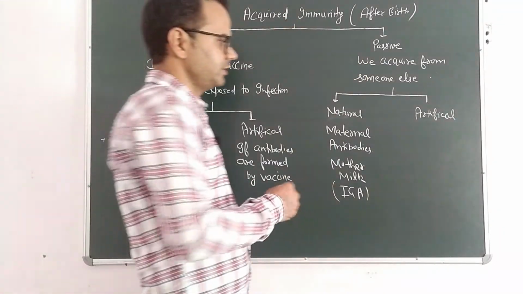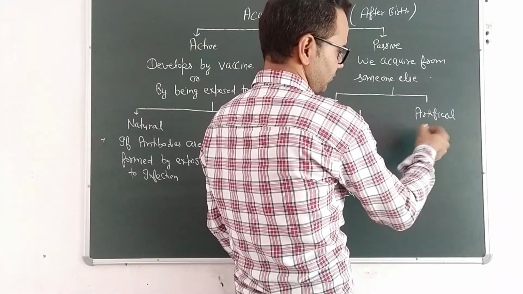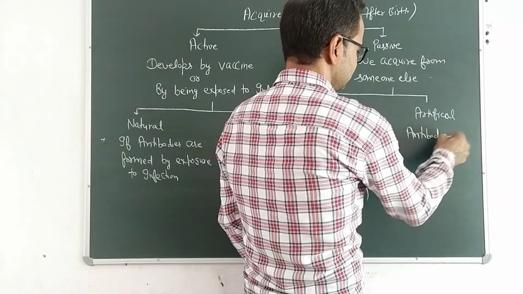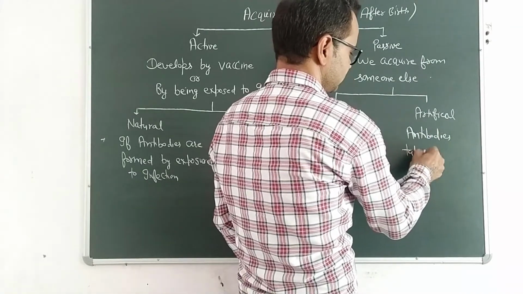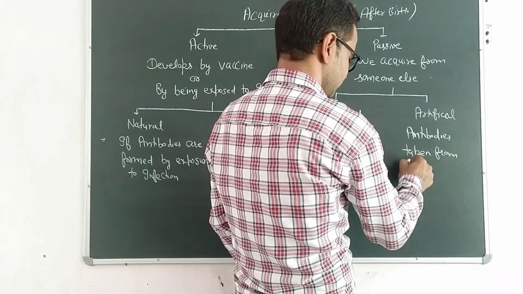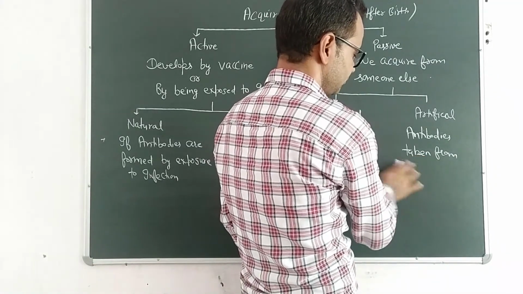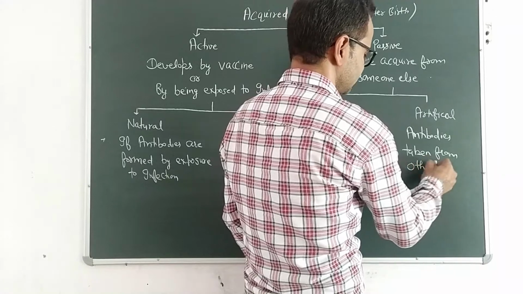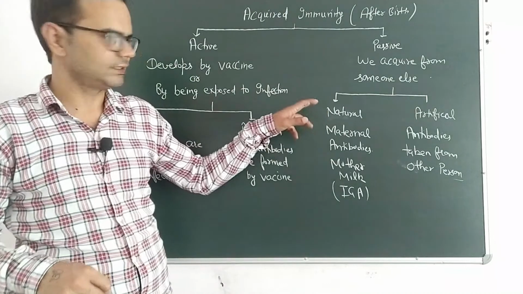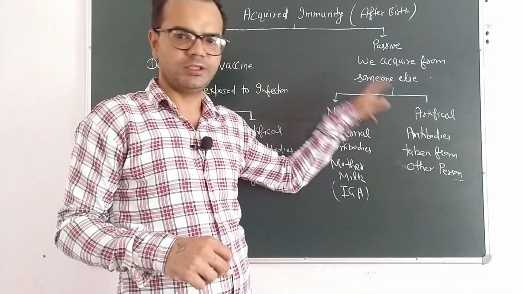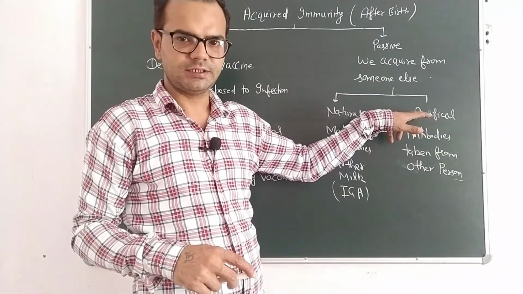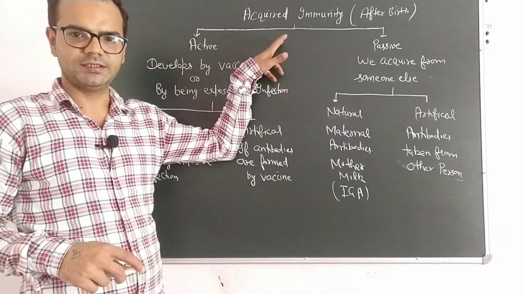And last we have artificial. If antibodies are taken from another person and introduced to an infected person, that type is artificial, right? So that is our acquired immunity.